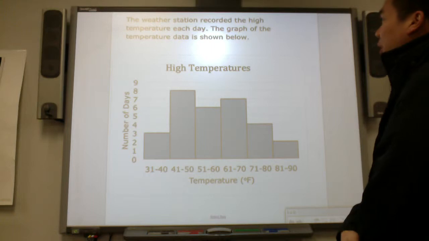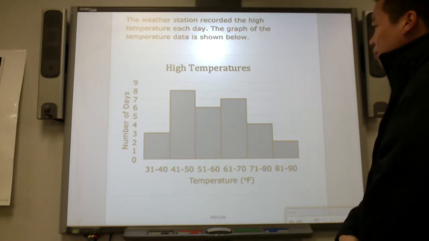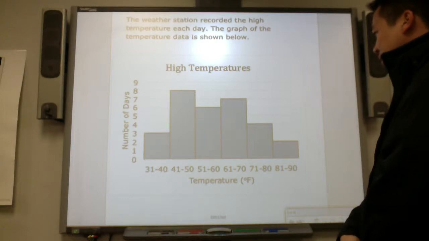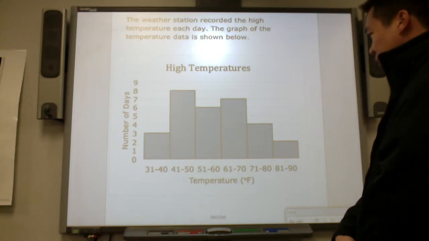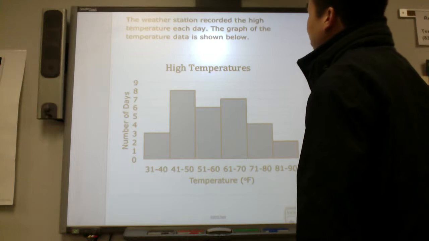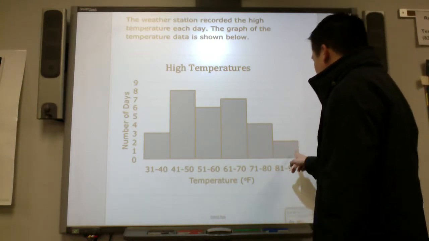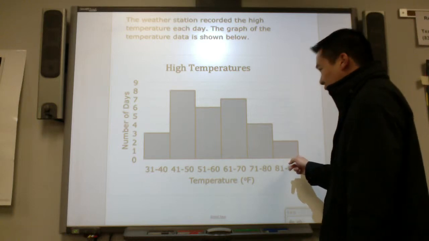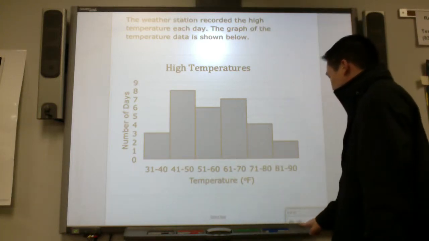The weather station recorded the high temperature each day. The graph of the data set is shown below. So I can tell from this, in the city, wow. This is in a month. The person recorded the high temperature for each day, I guess 30 days maybe. But it reached really, really hot, and then it gets really cold. Wow, what a huge spread, or huge range.